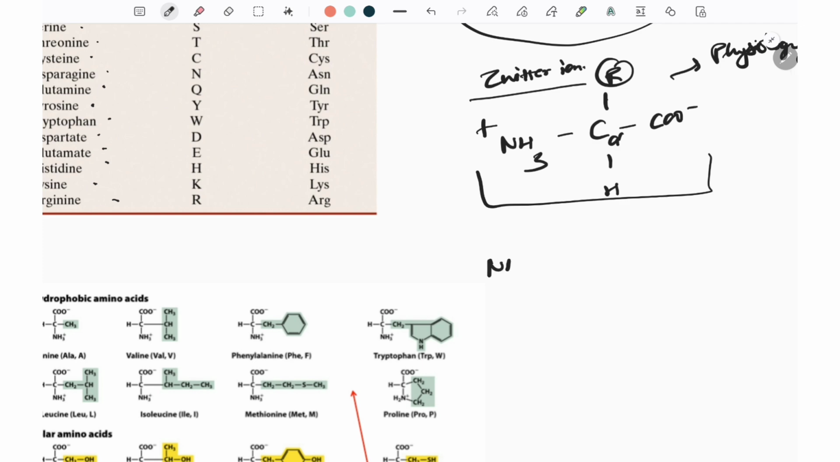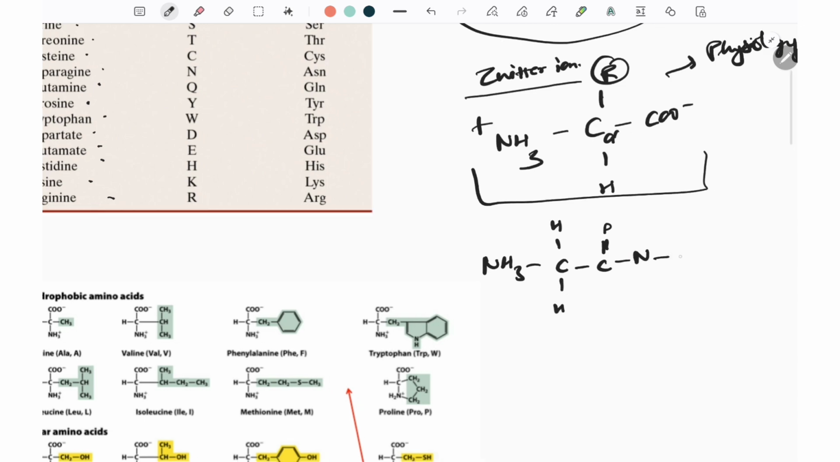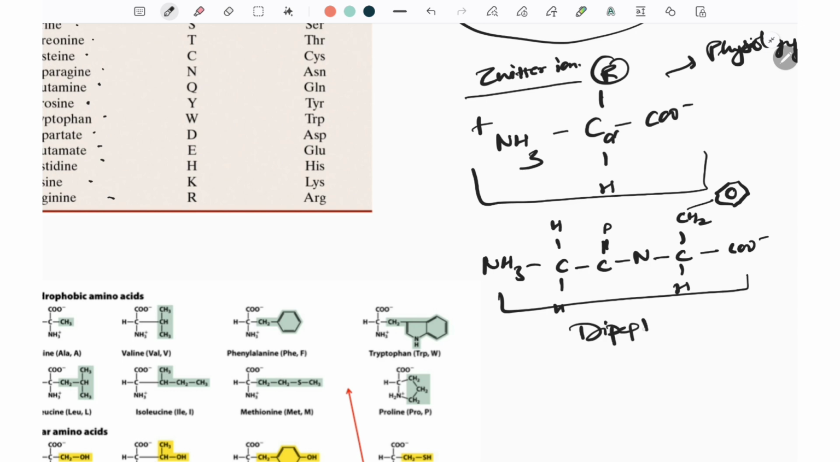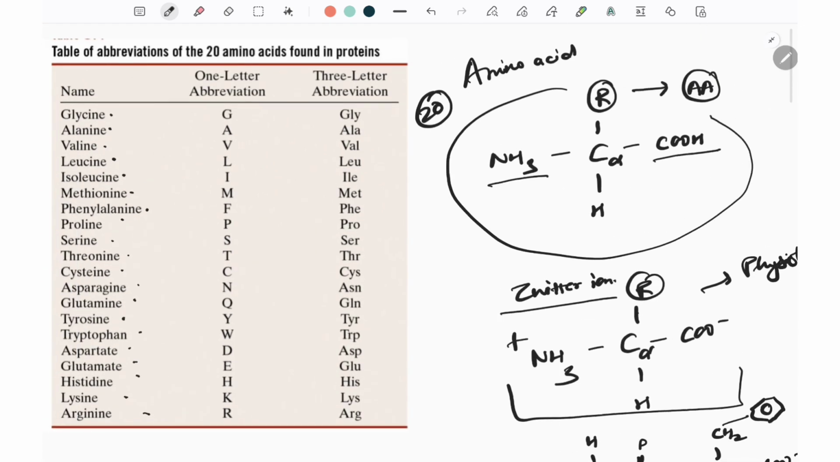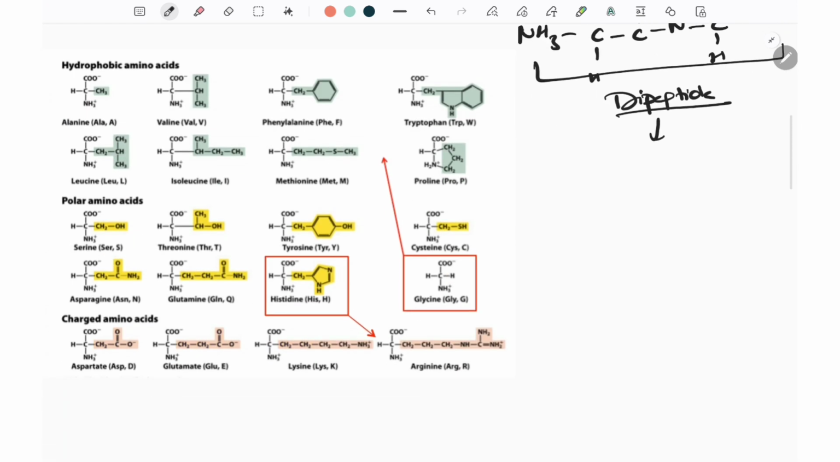So there is NH3, C, CO, there's a bond, and then there's another C. Let's suppose there is CH2, and then this particular thing, and again. So this kind of dipeptide. Now you have to identify this structure. What is this dipeptide? You have to give the name, like which amino acids are there. Now to understand that, there's a division, like I said.